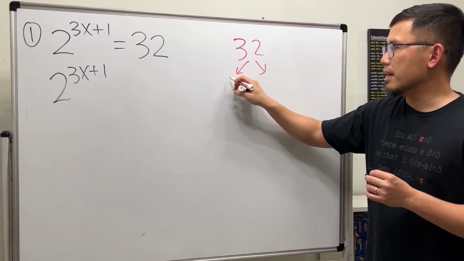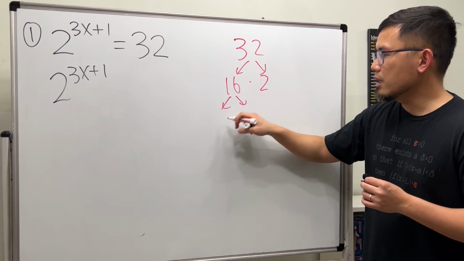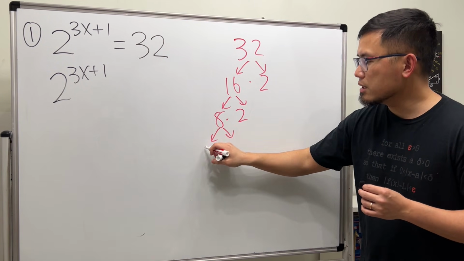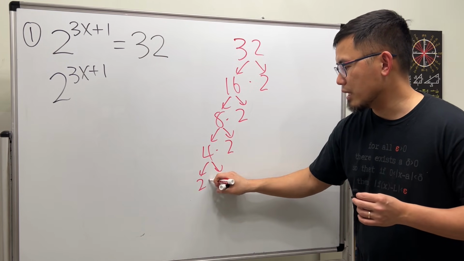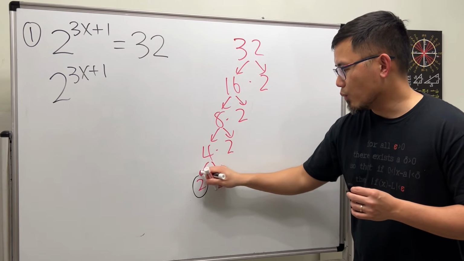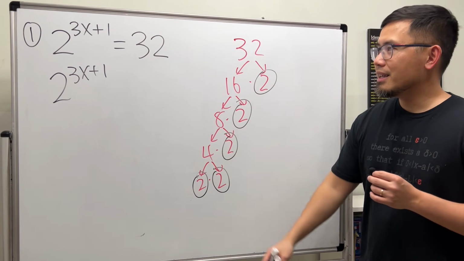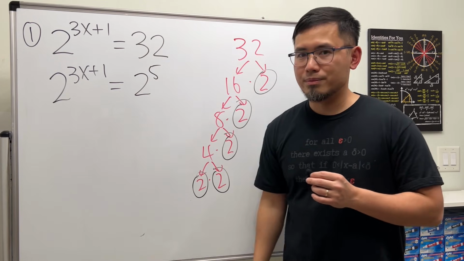32, it's the same as 16 times 2. And then we can keep going for the 16. This is the same as 8 times 2. And for the 8, it's the same as 4 times 2. And then for the 4, of course, is 2 times 2. So we have 1, 2, 3, 4, 5 2's. 32 is the same as 2 to the 5th power.